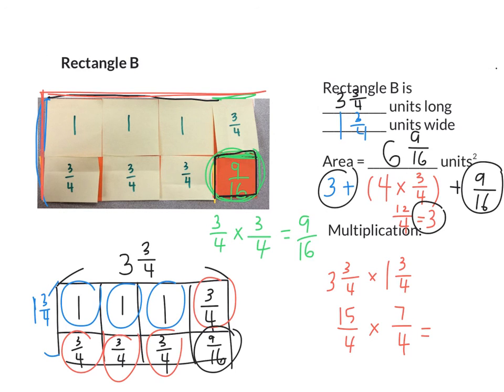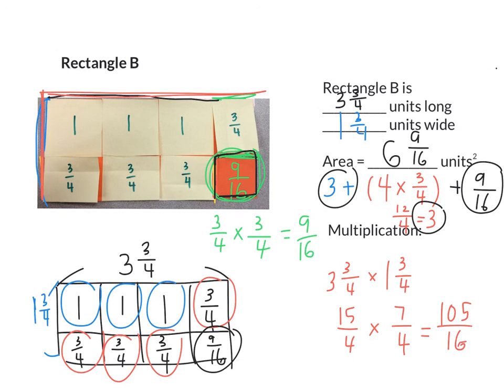What's 15 times 7? Well, what's 7 times 10? 70. What's 7 times 5? 35. So what's 70 plus 35? 105. Okay. A lot of us make mistakes here. We just put it over 4. But is that how we do multiplication? We have to do 4 times 4, which is? 16.